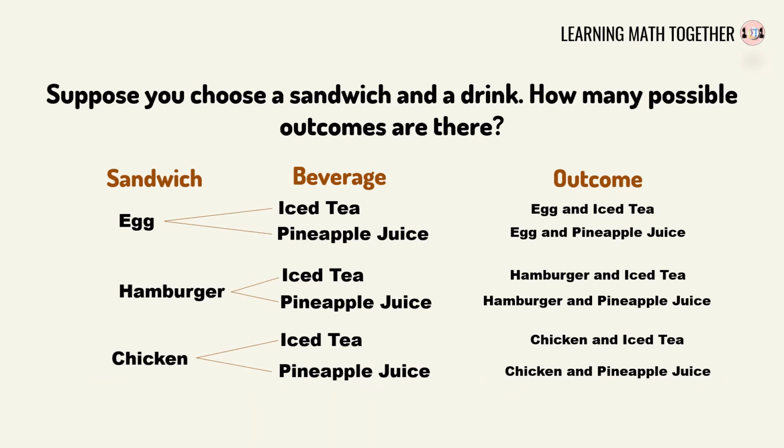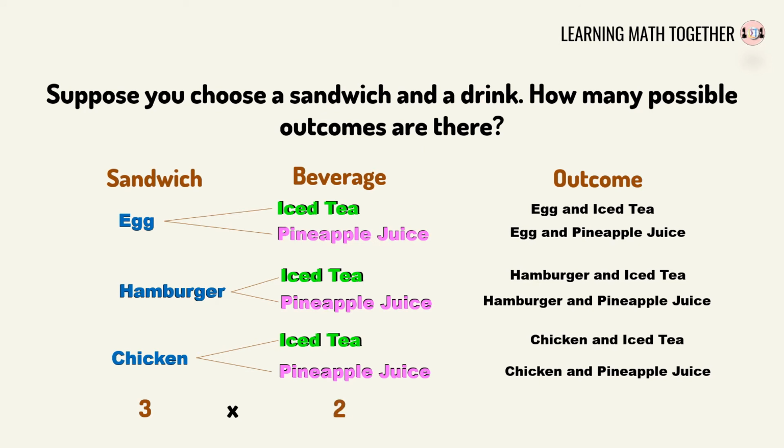So take a look at the options for the sandwich. We could have egg, hamburger, and chicken. That means there are 3 ways that you can choose from sandwich. And then for the beverage, we have iced tea and pineapple juice. That means we have two options for the beverage, and then let's multiply that one.